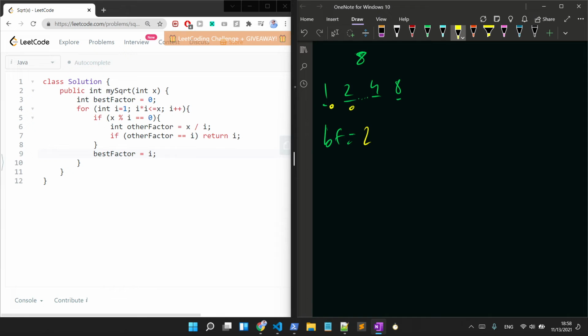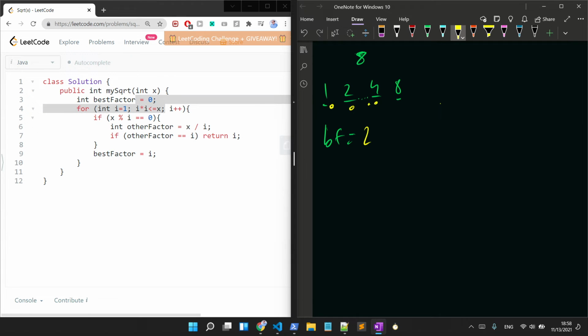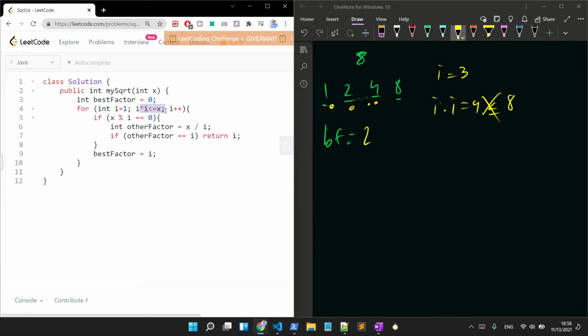And now, because of this loop condition, i times i less than or equal to x, we're not going to get to 3 or 4, because as soon as i equals 3, i times i equals 9, which is not less than or equal to 8. So we'd only do 1 and then 2 in this case. 2 would be our best factor, so by the time this loop breaks, because the condition is no longer true, we'll have the best factor, and we'll just return that. So we solved the problems of the perfect square and the non-perfect square.